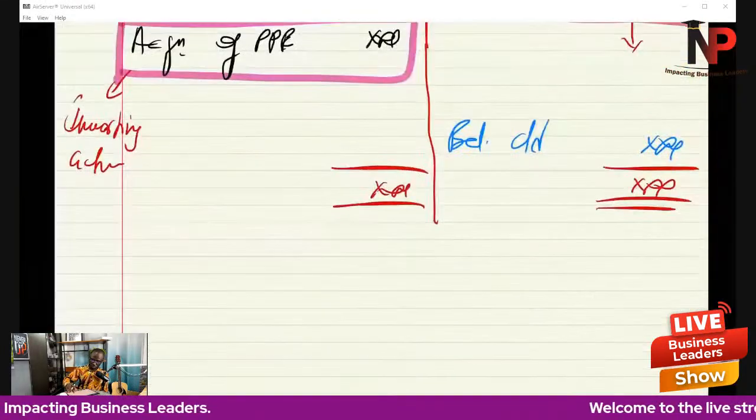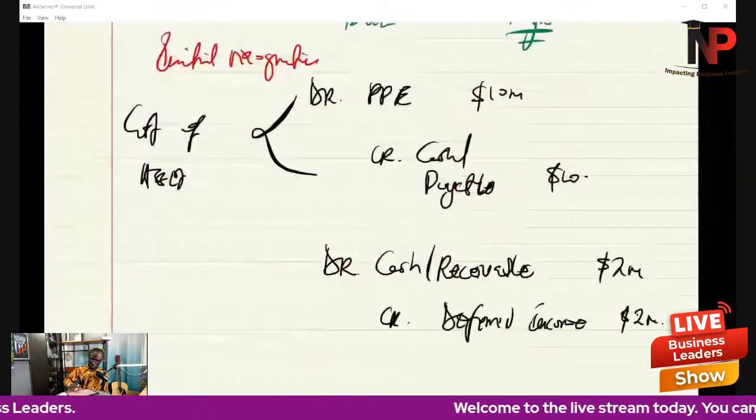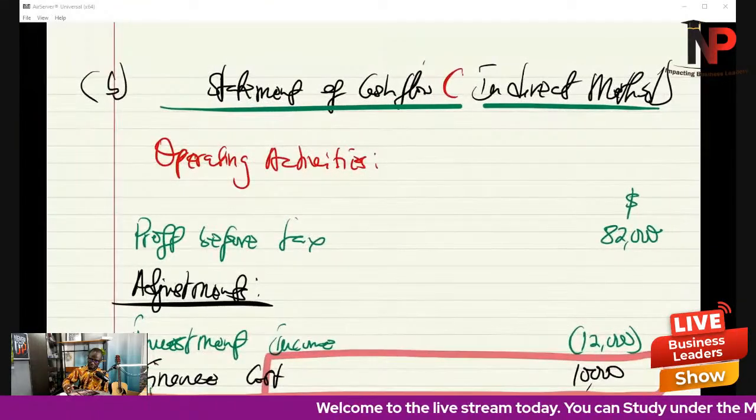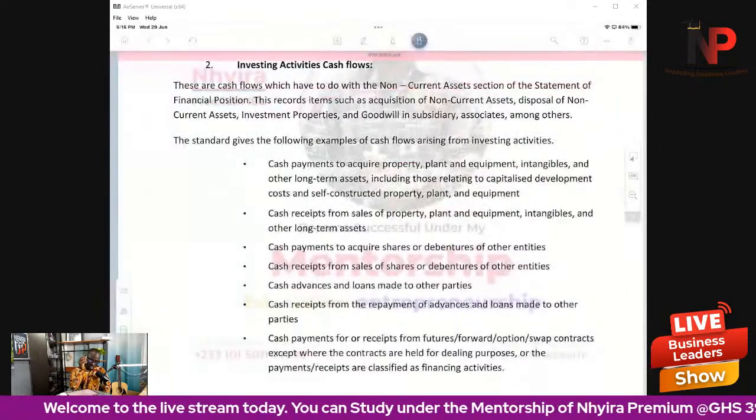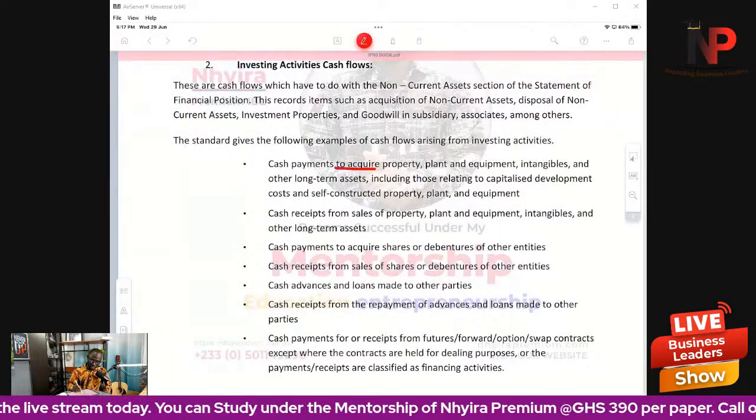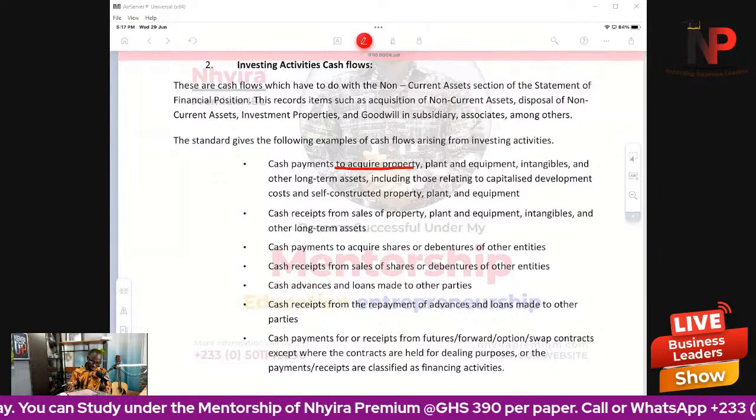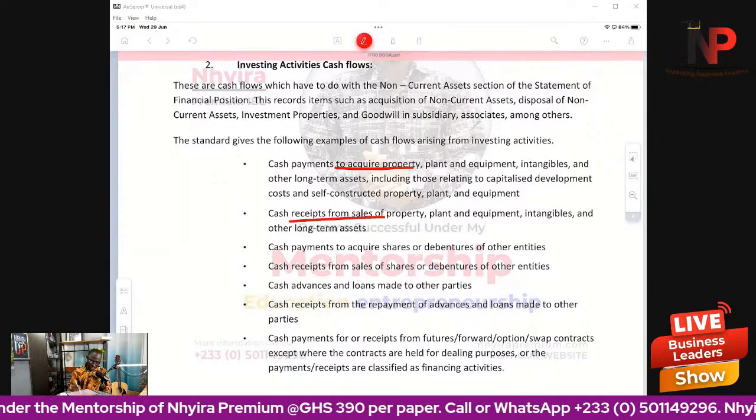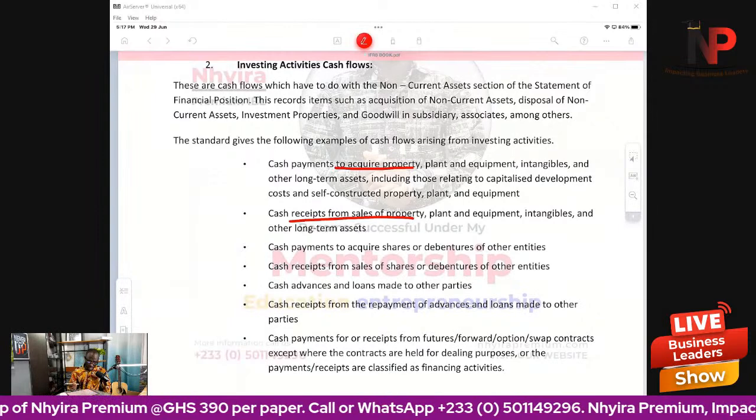So let's continue with the investing activities. What are a couple of things that are going to be captured here? One, acquisition of PPEs. Yeah, that's an outflow. So it's going to be there. Receipts from the sale of PPEs will be coming here.